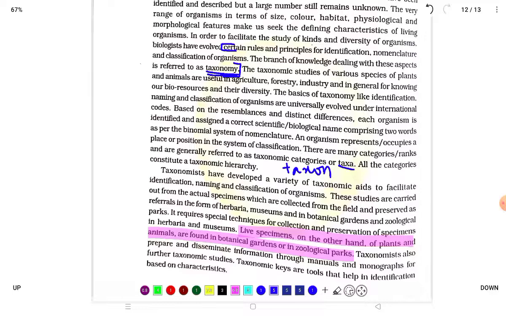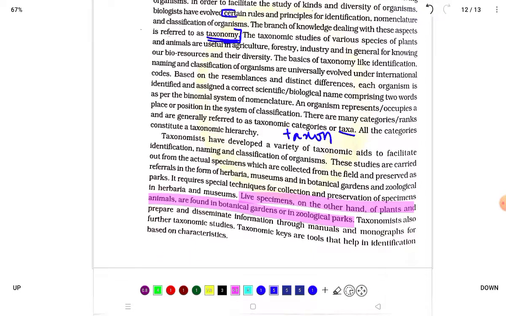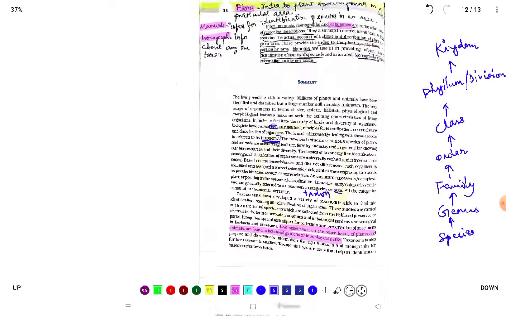And the summary: what is taxonomy, what is binomial naming, the rules of binomial naming, etc. we have seen in this chapter.